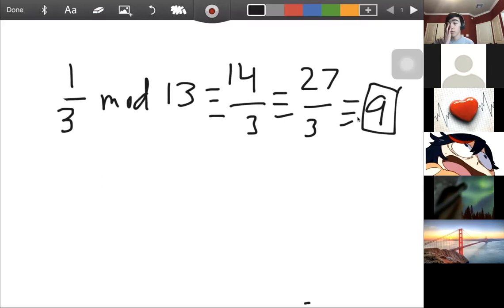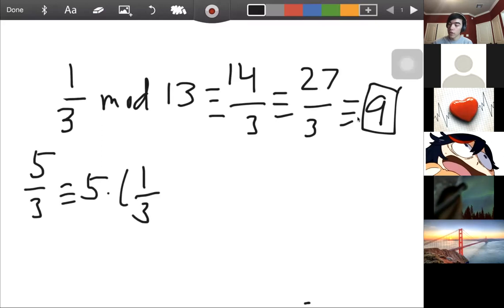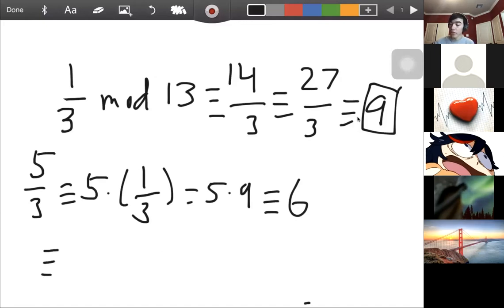Okay, so you guys seem to have this down. And as a reminder, if you have something like 5/3, you can just split it as 5 times 1/3. And 5 times 9 is 45, and what is 45 congruent to? I think it's a 6. So you can do this as well. Just take out the 5, but you don't have to. You can do the same technique at the top. You can just add 13 to the top, and we get 6 as well.